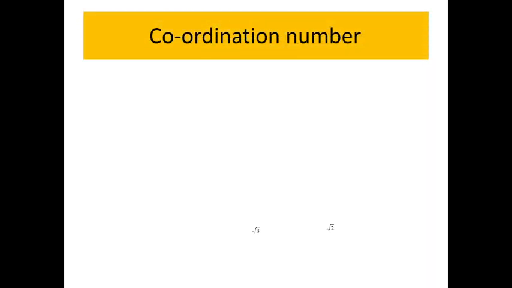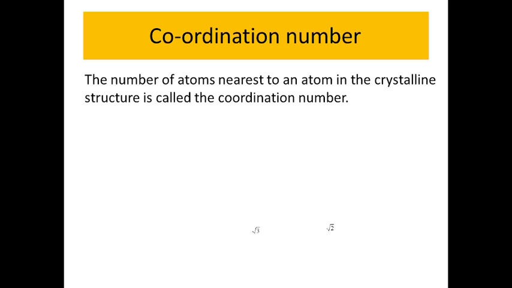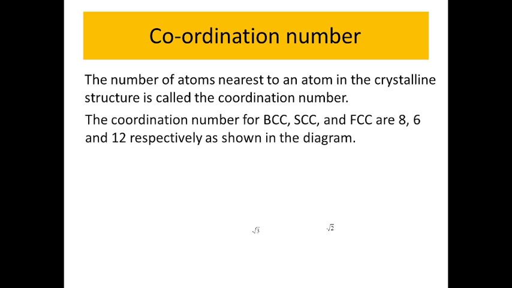What is coordination number? The number of atoms nearest to an atom in the crystalline structure is called the coordination number. The coordination number for BCC, SC and FCC structures are 8, 6 and 12 respectively.